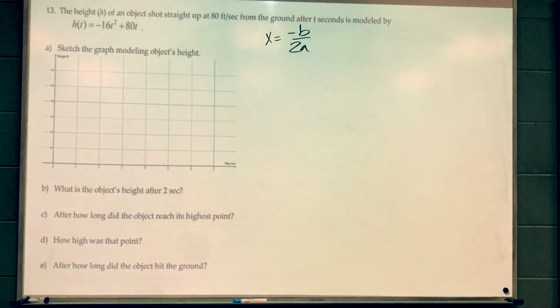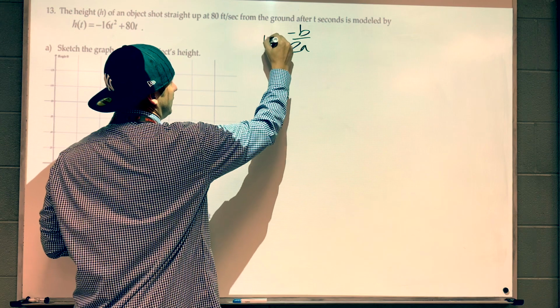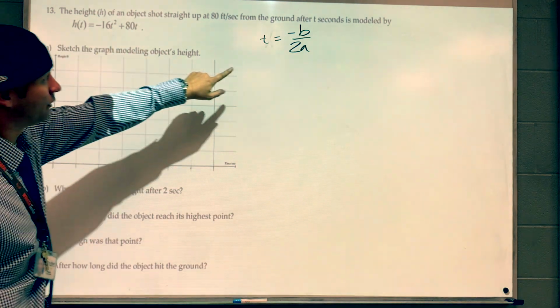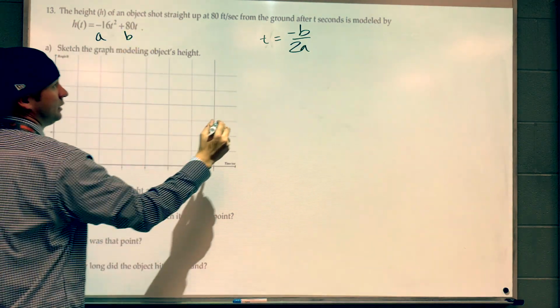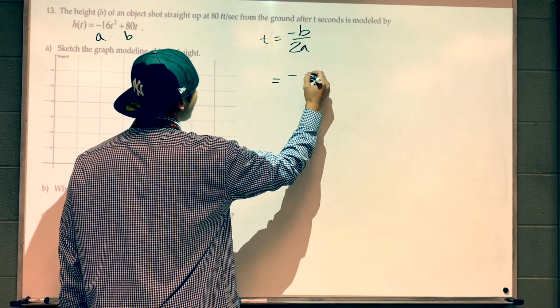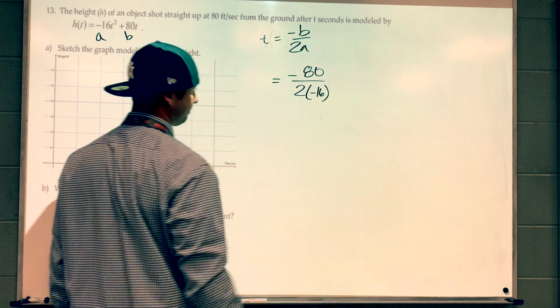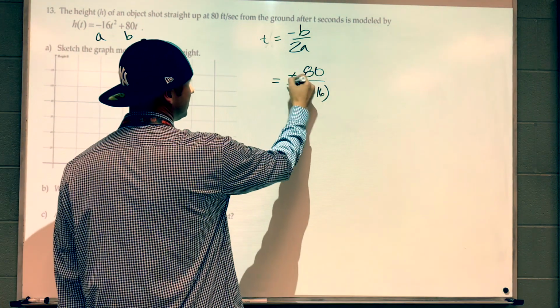I know that the x component of the vertex of a quadratic can be found using negative b over 2a. Now granted, we're using t, but whatever variable this is, it can be found using this method right here. So this is my a, this is my b. So negative 80 over 2 times negative 16. Negative on top, negative on bottom, that's going to cancel.